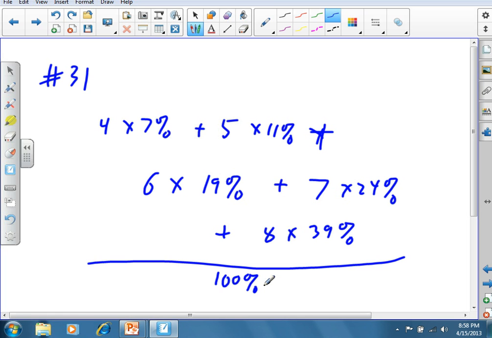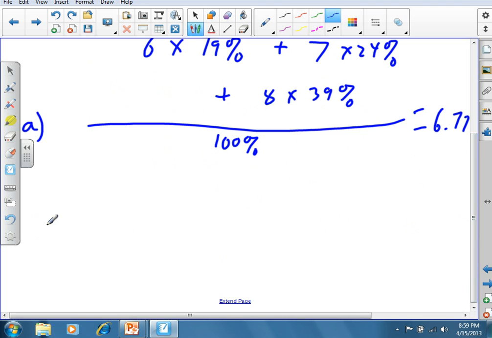Alright, so I obviously fat fingered a key someplace. Okay. 0.07 times 4 plus 5 times 0.11 plus 6 times 0.19 plus 7 times 0.24. Oh, bummer. You don't divide by 100, do you? No, because that's 1. So I wouldn't do that. 6.77. Must be the average. Alright, so that must be the A answer. Yeah, you could divide by 100%, which would be like dividing by 1.